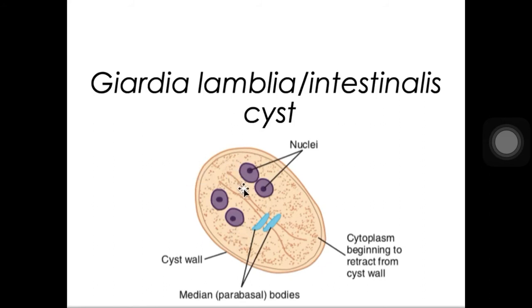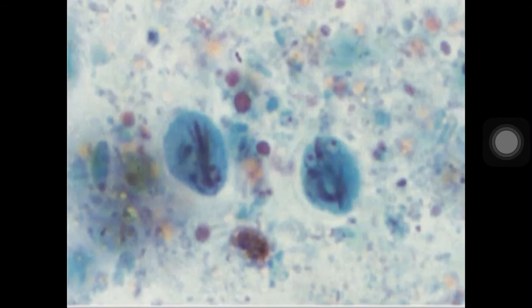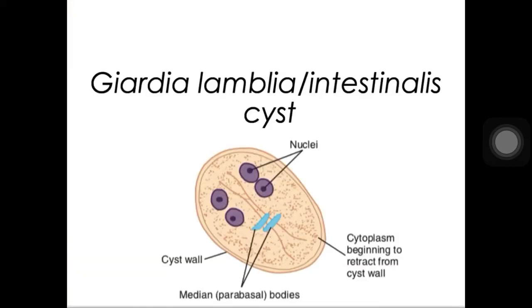Then, ganun ulit, meron siyang axostyle here. May have a median or parabasal body here. Cytoplasm beginning to retract from the cyst wall. Okay? So, again, we have here your Giardia lamblia cyst. Yung mga red po dito are the nuclei present. And then, ayan, your Giardia lamblia cyst.